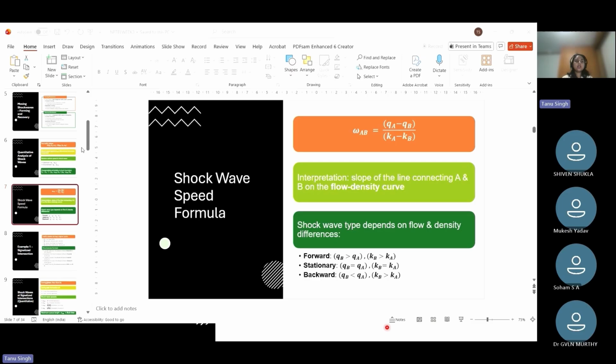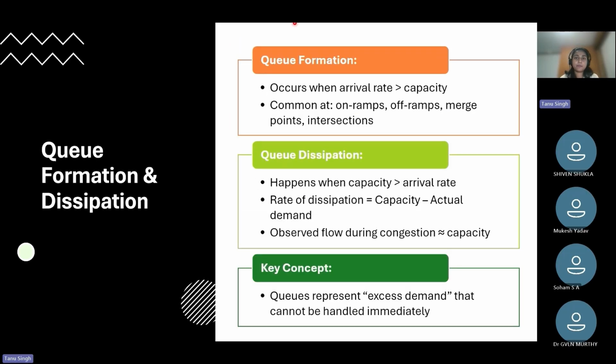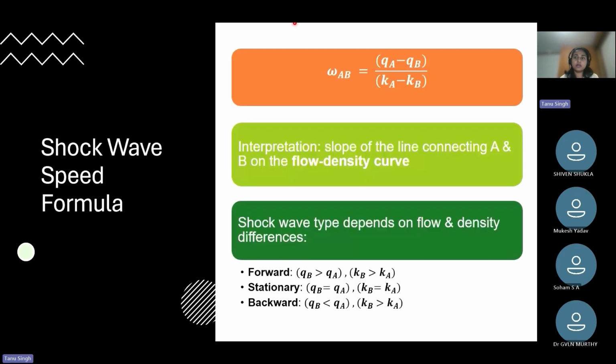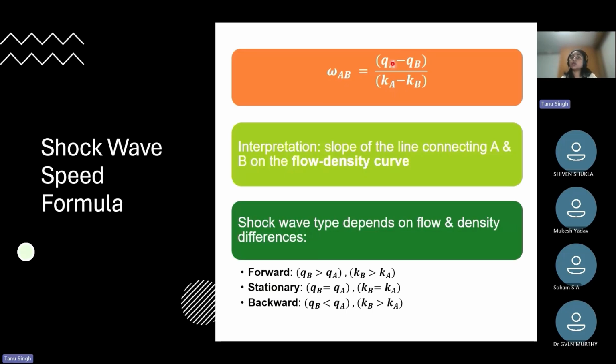Okay, as we have seen, the speed of the shockwave will be, wait a second. If there are two traffic conditions, for example traffic states A and B, the shockwave speed will always equal QA minus QB divided by KA minus KB. So this is the formula. If there are two traffic states, A and B, the shockwave speed is the difference between their flows divided by the difference between their densities.